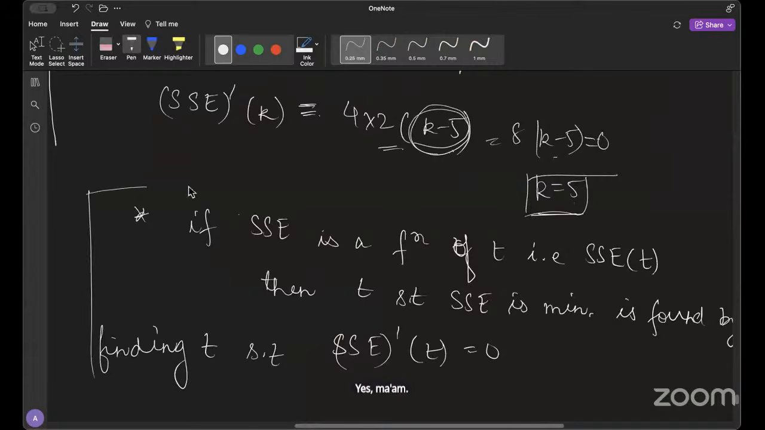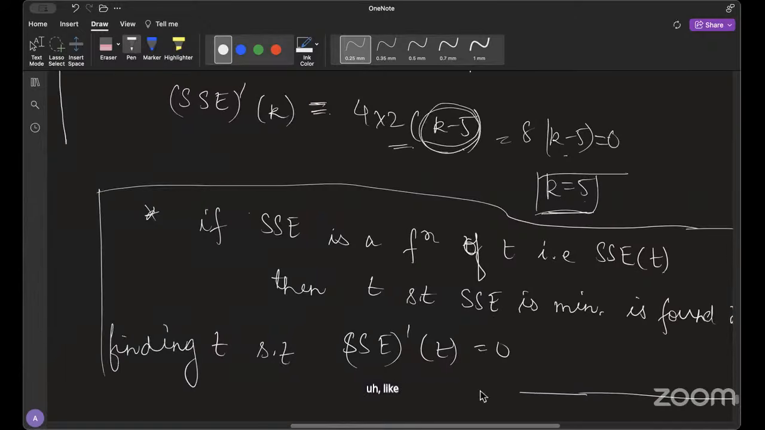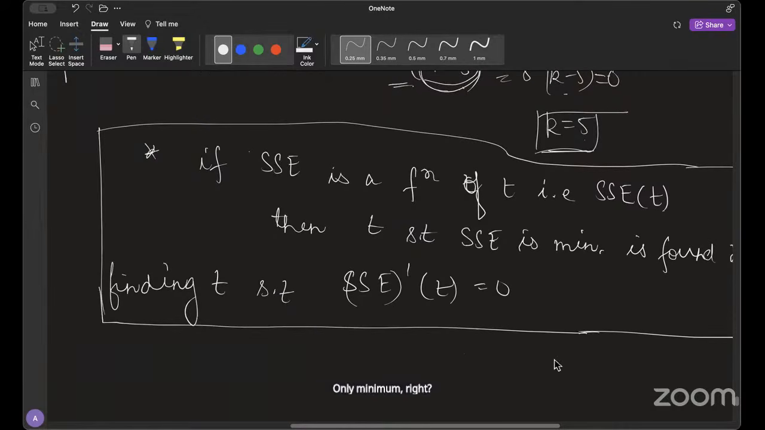Yes, ma'am. But ma'am, this derivative check, it doesn't confirm the minimum, right? In cases of SSE, you always get the minimum one. But if it is a cubic function, then we can get 2 points by equating that to 0. So in that case, we will not be sure about whether we will be getting maximum or minimum. In your first quiz, I feel you wouldn't be asked questions where you will have to use the concept of derivatives.